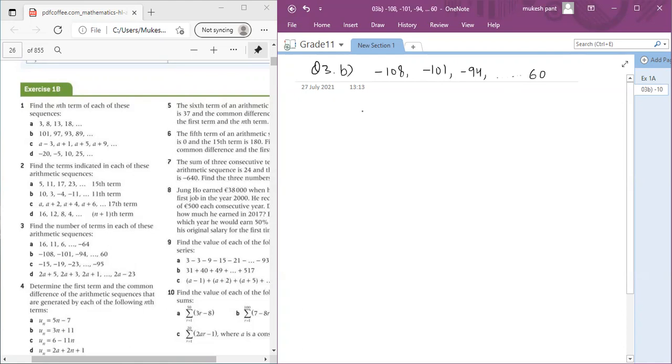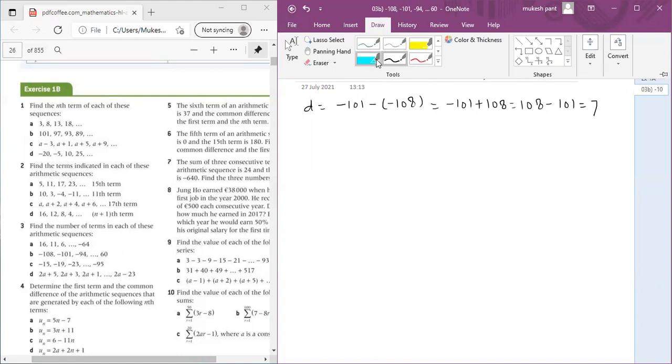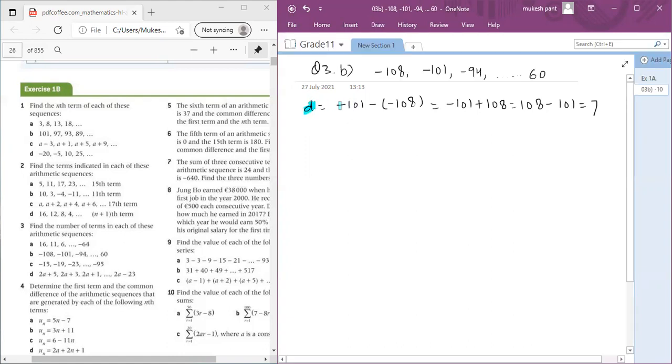First of all, we have to find out the common difference d, that is equal to the second term, minus 101, minus the first term. So this is minus 101 plus 108. That is 108 minus 101, that is 7. So the common difference we are getting is 7.